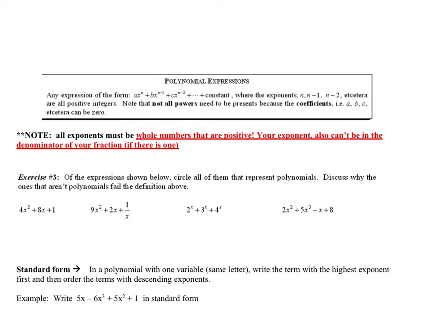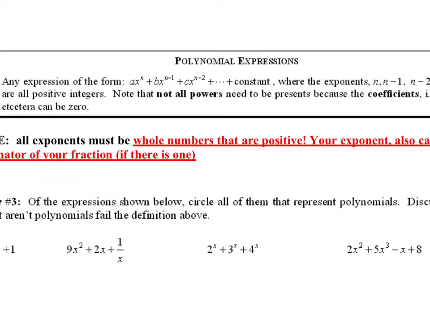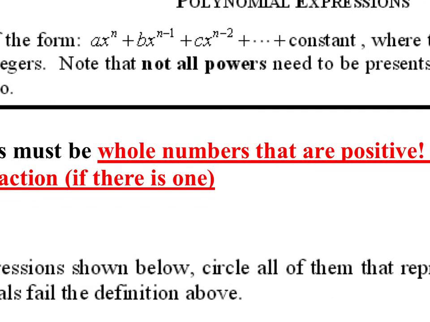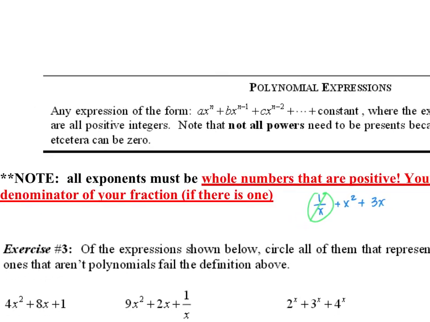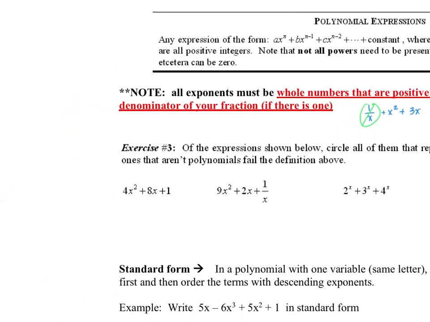Anytime you have an expression with multiple terms, it's a polynomial. There's just a little catch. All your exponents have to be whole numbers, and they have to be positive. Also, your exponent cannot be in the denominator of the fraction if there is one. So for instance, if I have 1 over x plus x squared plus 3x, that's not going to work because I have a 1 over x. That's not allowed. So I can't have a variable in my denominator.